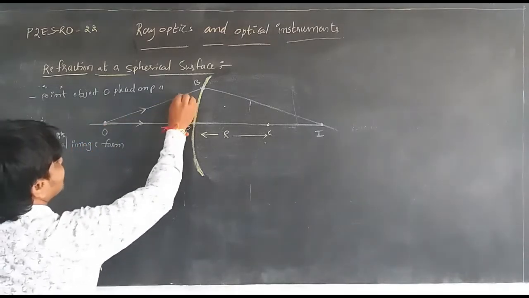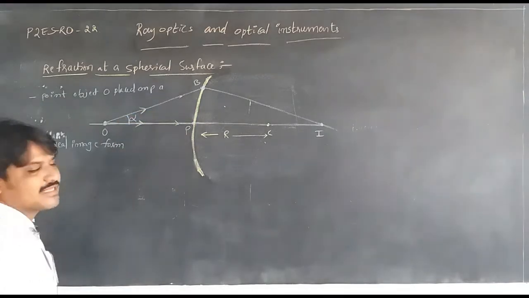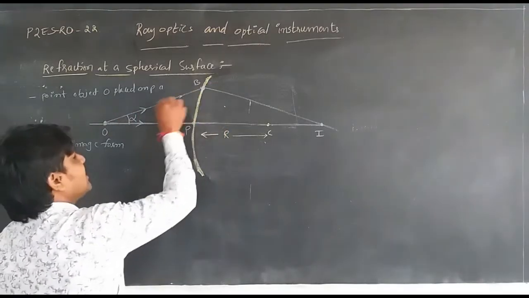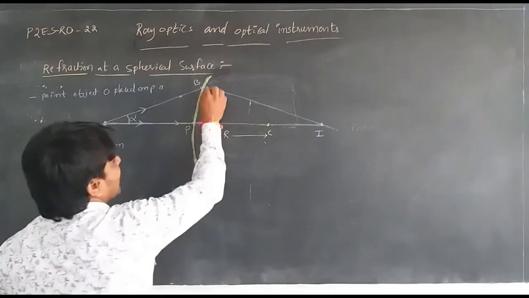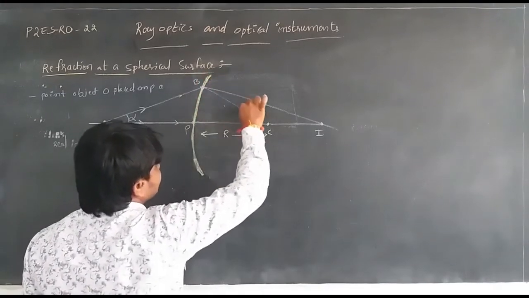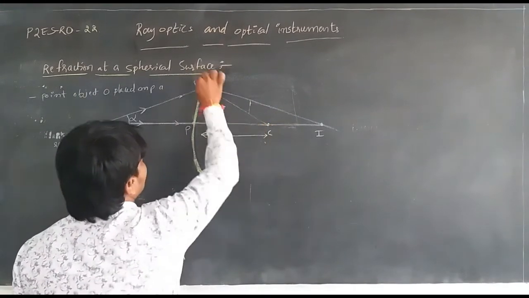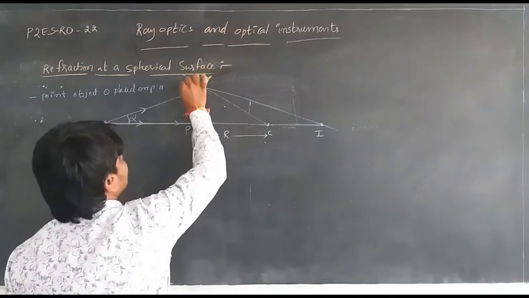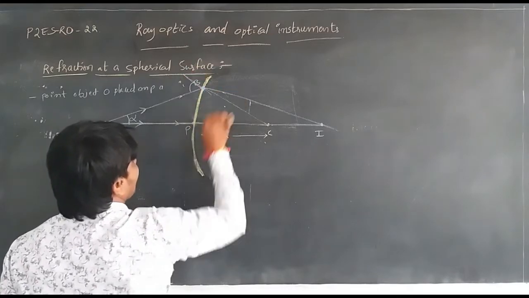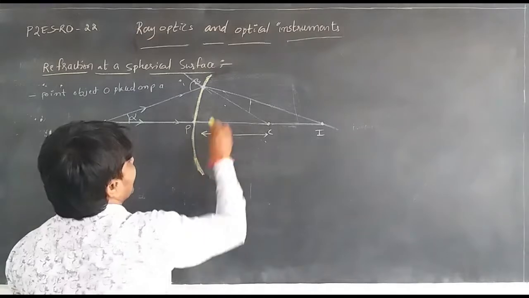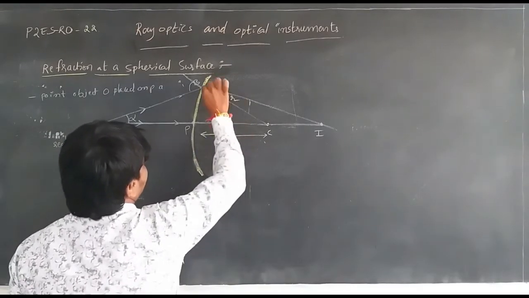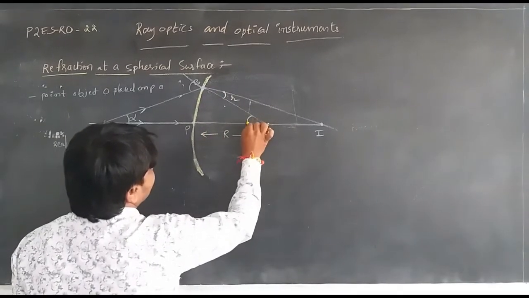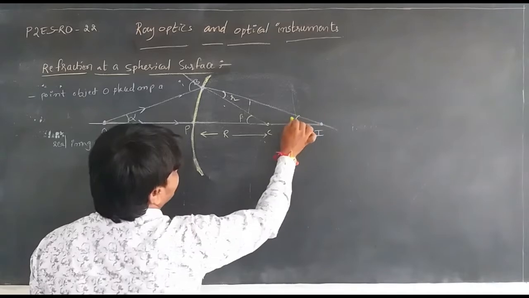The incident light ray making an angle alpha with the principal axis is incident at B, making an angle alpha. Another line is the normal at point C. This will be the angle of incidence I, and this will be the angle of refraction R. The normal at the center makes an angle beta, and this one is gamma.